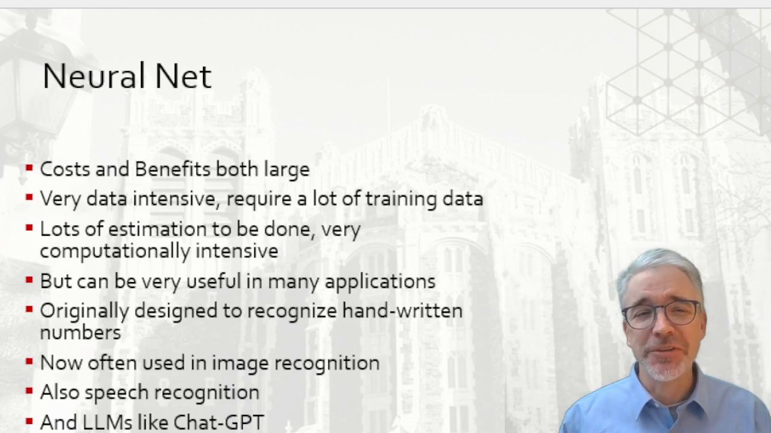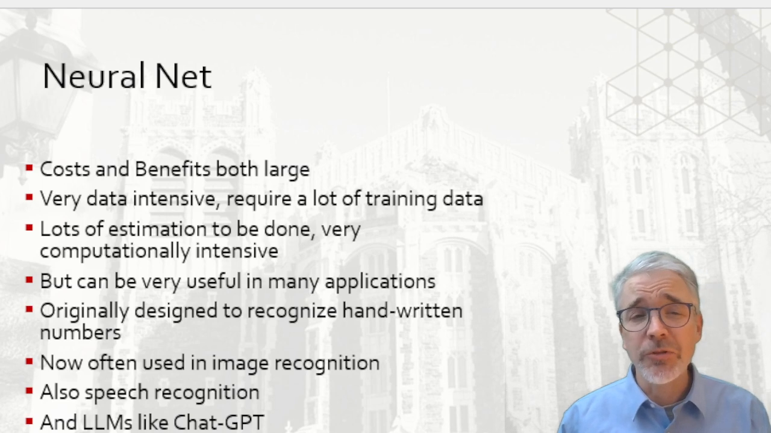I won't go into much detail here. The field is huge, rapidly expanding in lots of different areas, but you can quickly learn some of the basics. Both the costs and the benefits are really large. Costs are large since they have a huge number of parameters to estimate and need huge amounts of data to train them. All those interlocking estimations take a lot of knob twiddling and computation, but they are very useful.